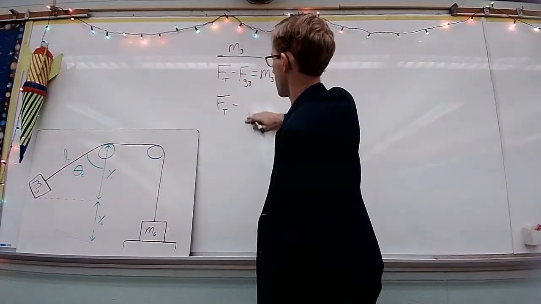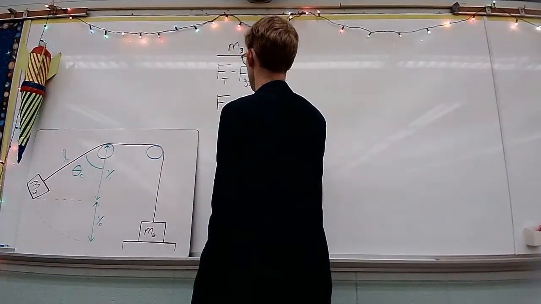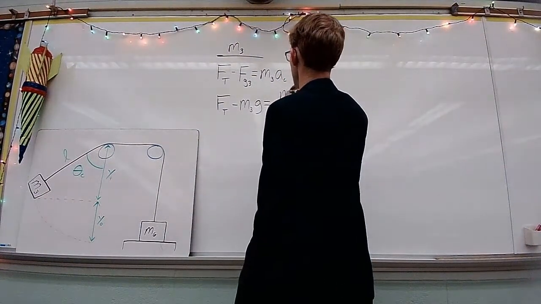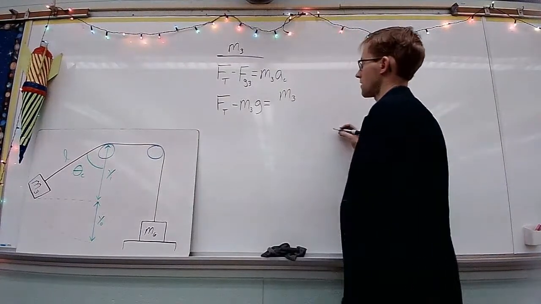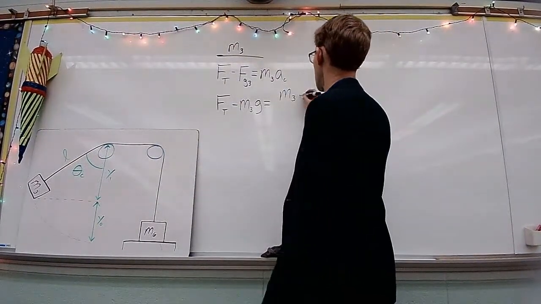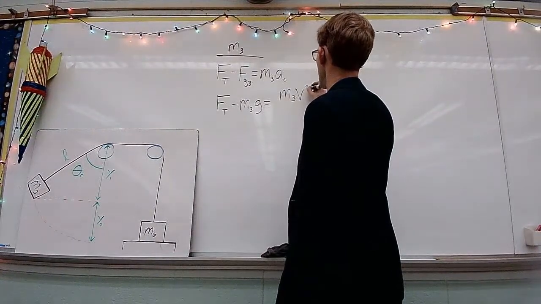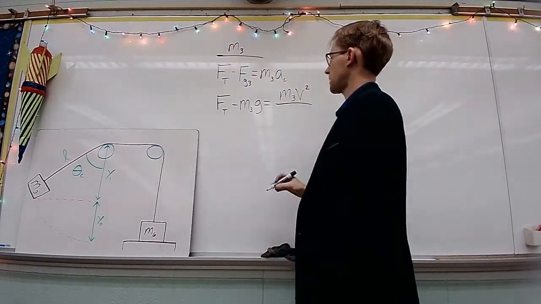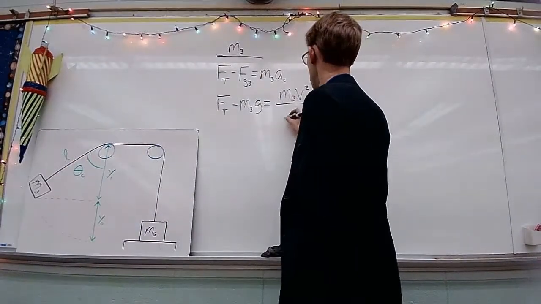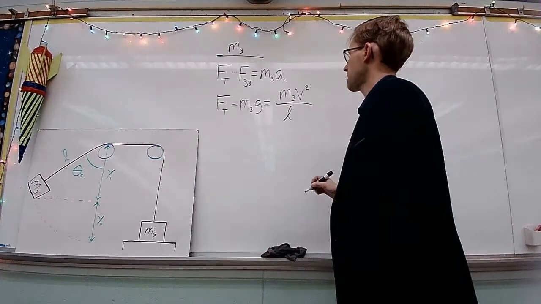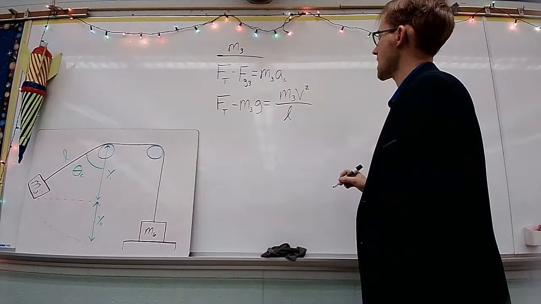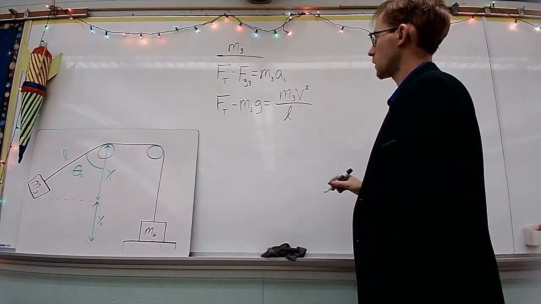So force of gravity is just mg. And centripetal acceleration, of course, is v squared over r. And in this case, the length of our string is the radius. That's over L, I'll say. And that's about as far as we can take this for now.